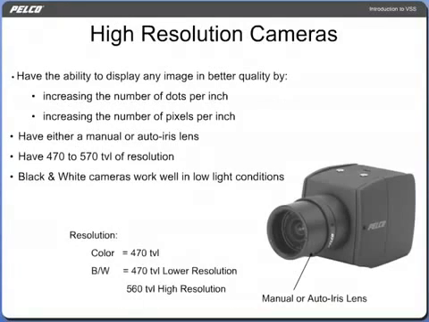High-resolution cameras have the ability to display any image in better quality by increasing the number of dots per inch or increasing the number of pixels per inch. High-resolution cameras have either a manual or auto iris lens and have 470 to 570 TVL of resolution. The high-resolution black and white cameras work well in low-light conditions.